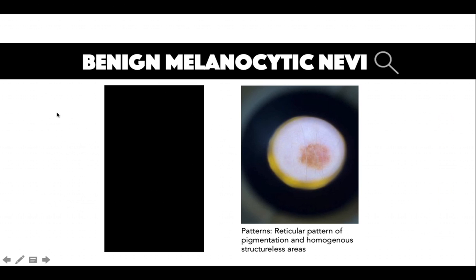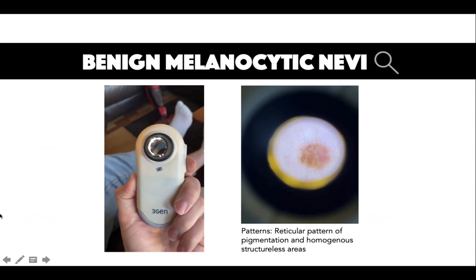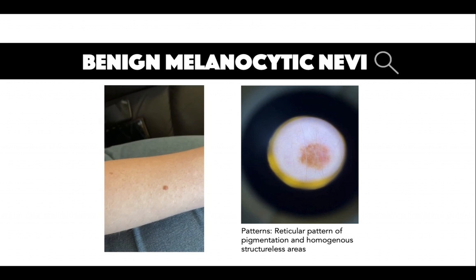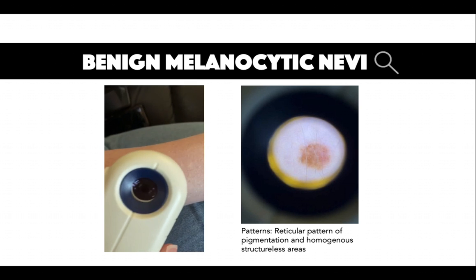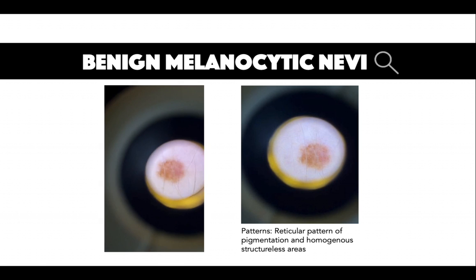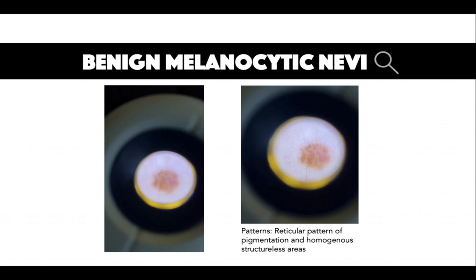And this is just a quick clip that I've recorded, and this is just how you would use a dermatoscope to look at different skin lesions and some features. Some of the patterns you can see: you can see a reticular pattern of pigmentation and a homogeneous structureless area in this nevi.